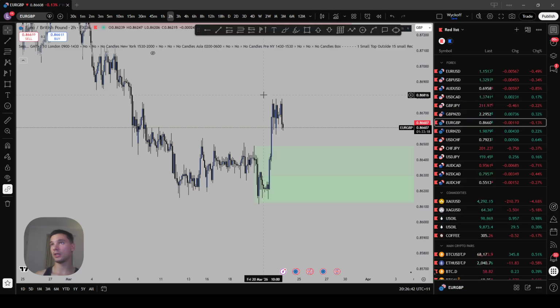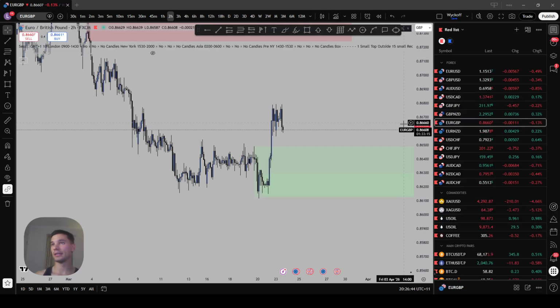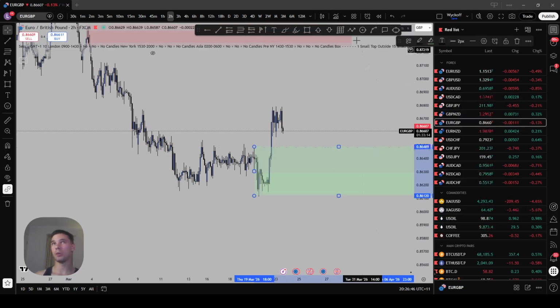Equal highs. Actually, no, not equal highs there. Yeah, I'm not really interested at the moment in Euro GBP. So I'm just letting it do its thing.